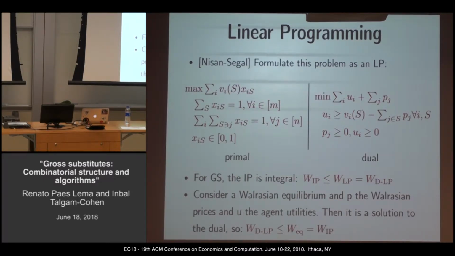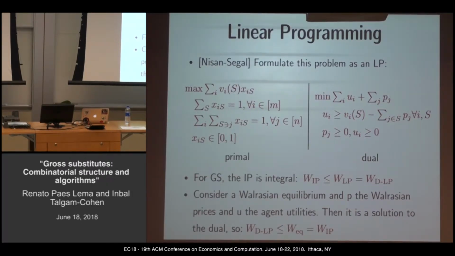Right. So now let's try to show that the value of the IP is equal to the value of the LP. So this is a bound in one direction. I showed that the value of the IP is smaller or equal to the value of the LP, which is equal to the value of the dual LP. That's just strong duality for linear programming. Now let me try to prove the reverse.